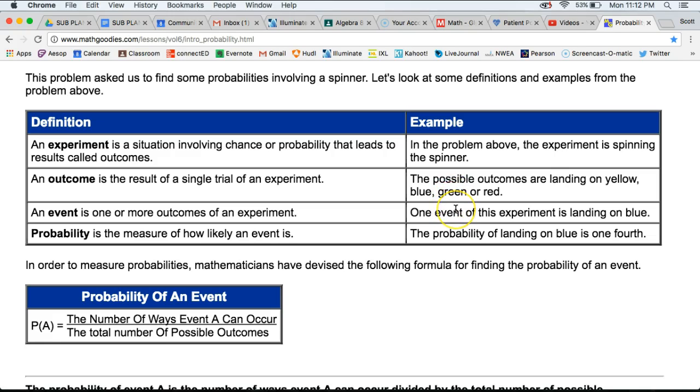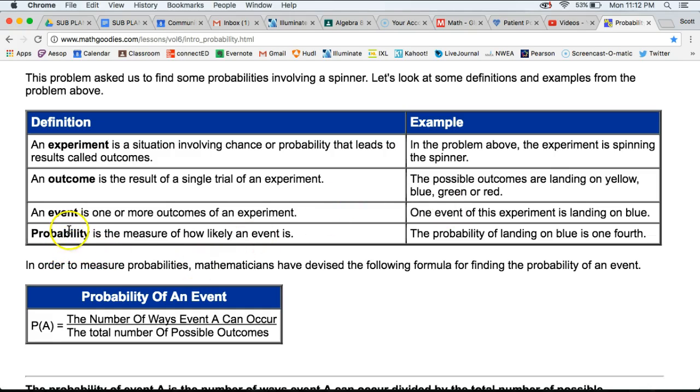The event is what actually happens. So I spun the spinner the first time and it landed on yellow. That was the event. I spun it and it landed on yellow. And I spun it again and it landed on green. That was another event because it was something that actually happened, took place.